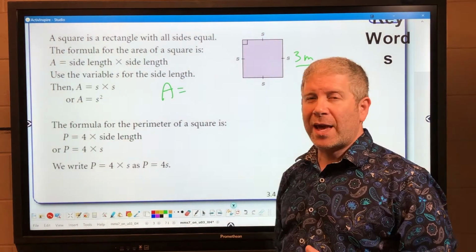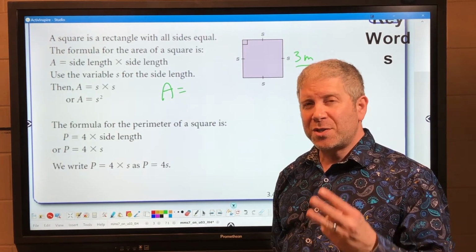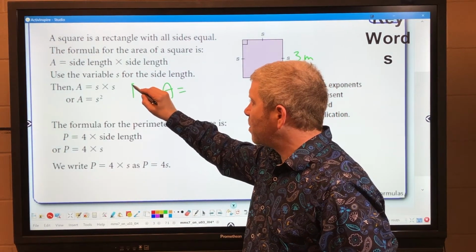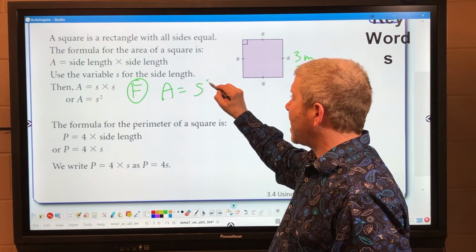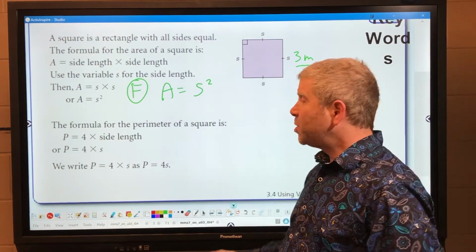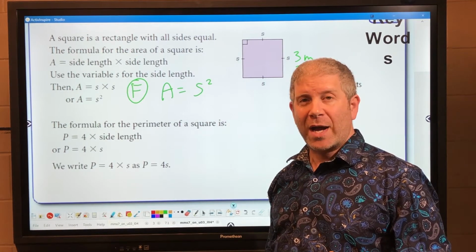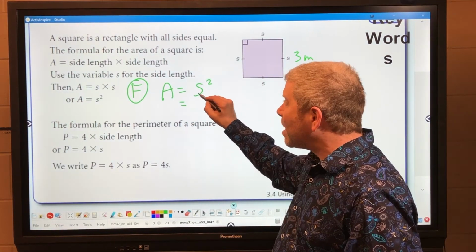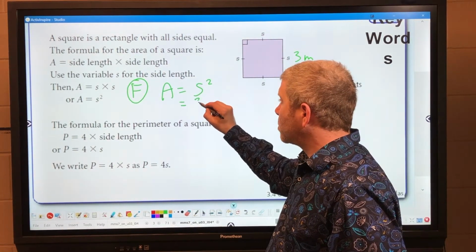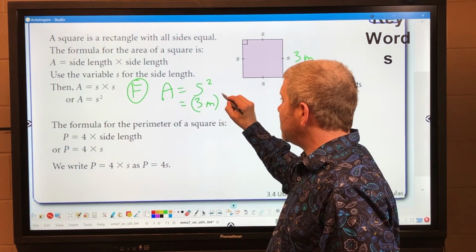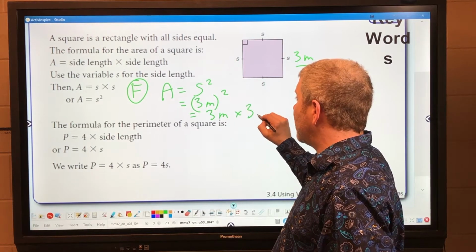Let's pretend one side length is 3 meters long. How do we write our answer? Well, with formulas, the important thing to do is to write it in 3 stages. First, you start with your formula. I'll mark that as F. So area equals, and I know my formula is S squared. If you forget, just do one side times the other side, because that is the rule for area of a rectangle or a square. Then we're going to substitute for S, because we know what S is. S is 3 meters. So we're going to write 3 meters, and then we're going to be squaring that. 3 meters squared is the same as 3 meters times 3 meters.